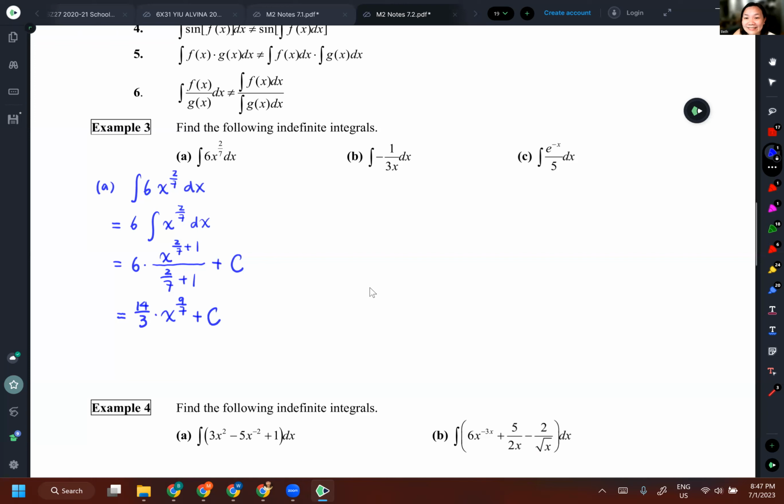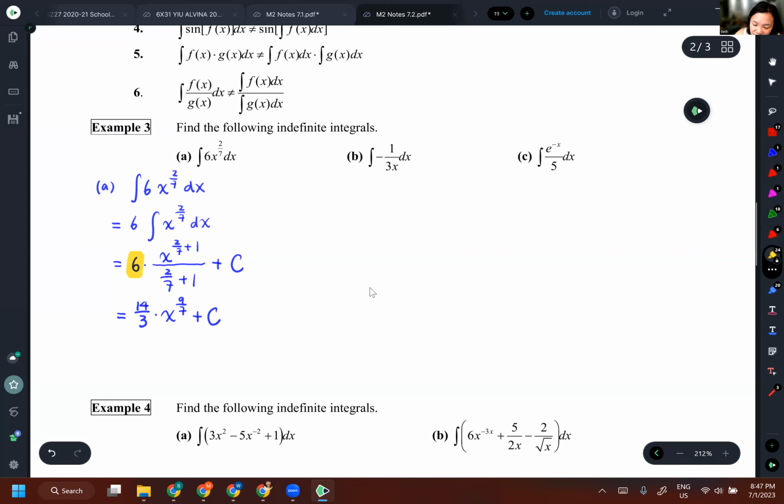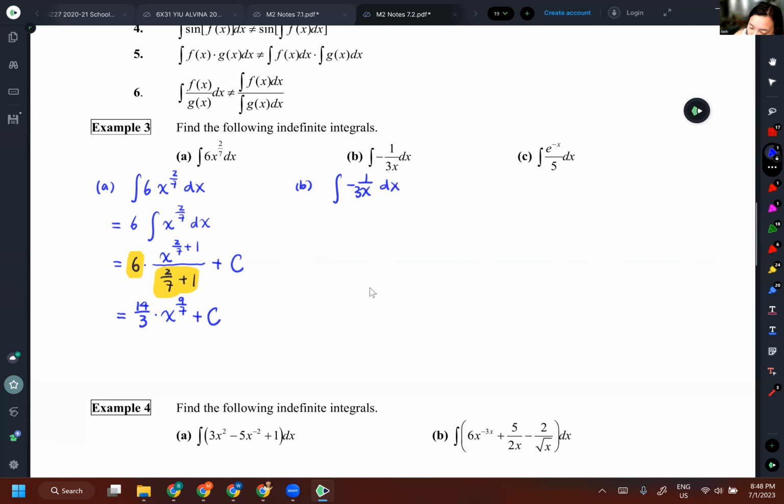You see, I just used the calculator to find this. Part B. Now for this one, I will take out -1/3 as a constant. And now I'm using formula C.